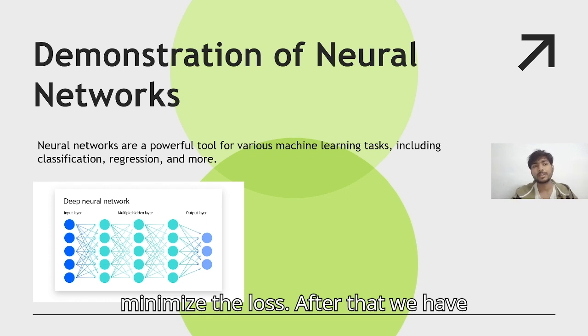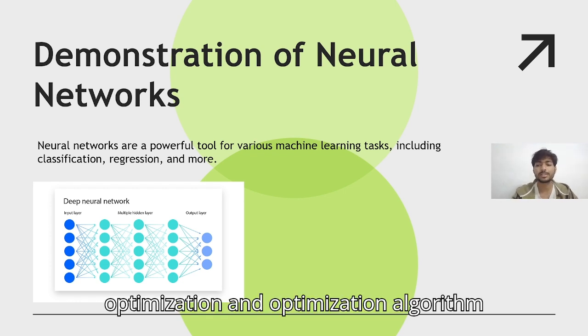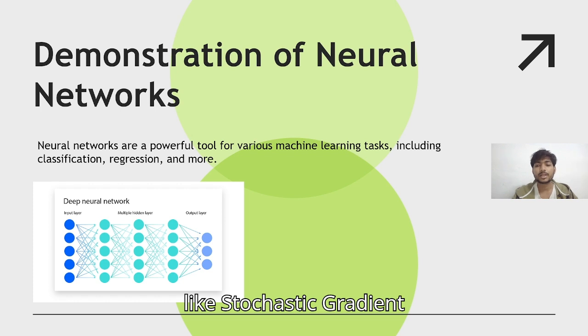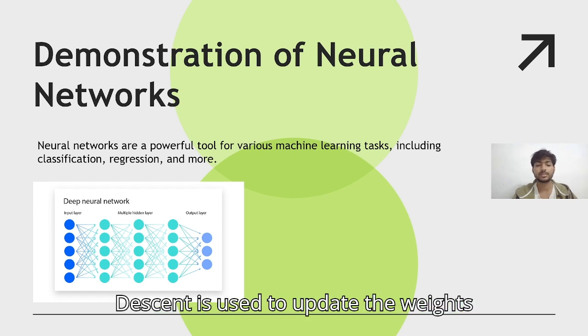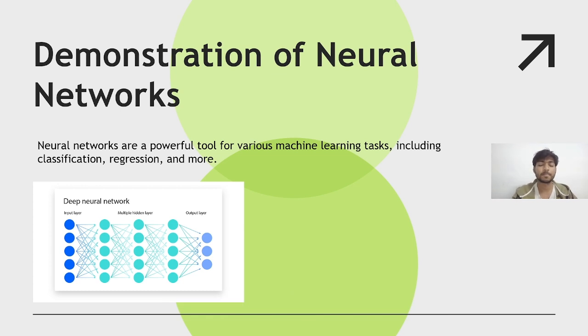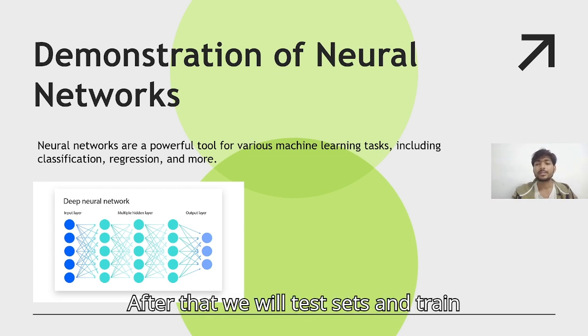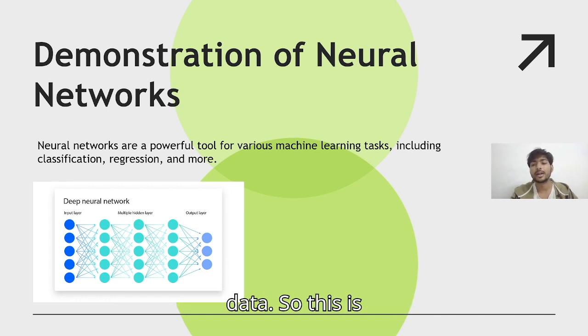After that we have optimization, and an optimization algorithm like stochastic gradient descent is used to update the weights and biases. After that we test on the test set with the trained model and check the accuracy of that data.